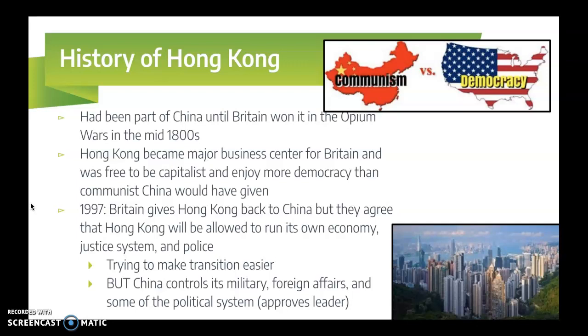So Hong Kong's sort of in this weird limbo state at this point where they're kind of independent, but kind of not, because they get a say in their own economy, they get a say in their own justice system, they have their own police force, but China is still controlling Hong Kong's military. It's still telling them who they can and can't trade with, who they can and can't talk to, their foreign affairs, and it's controlling some of their political system. For example, China has to approve Hong Kong's leaders, so they can't even really elect their own leader without China getting involved.